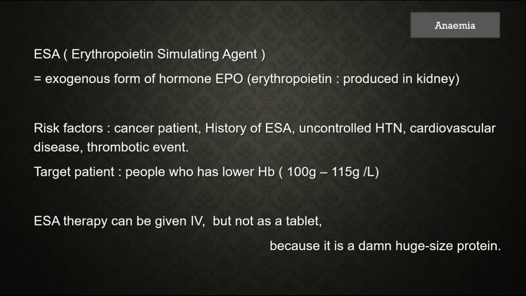The risk factors of these are cancer patient, history of ESA, uncontrolled hypertension, cardiovascular disease, and thrombotic event. The target patients are people who have lower hemoglobin. ESA therapy can be given IV, but not as a tablet, because it is a huge-sized protein.